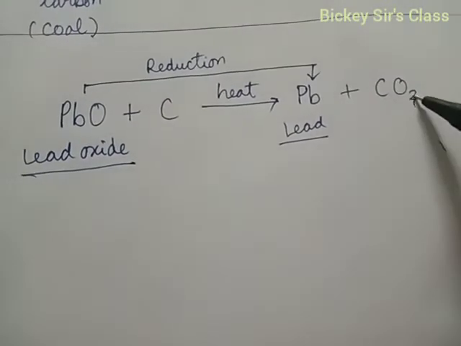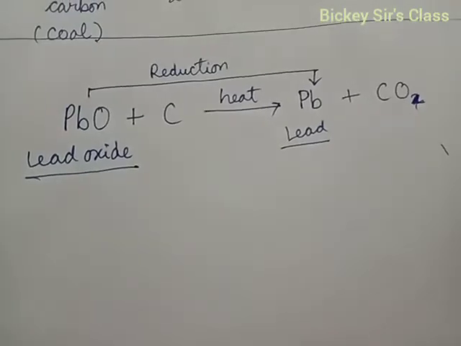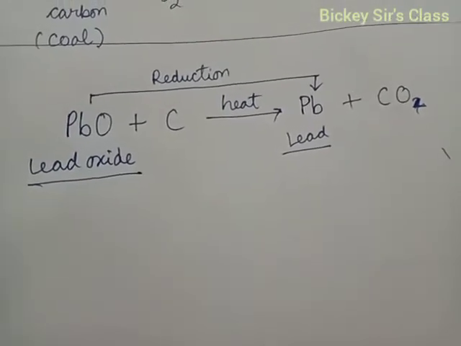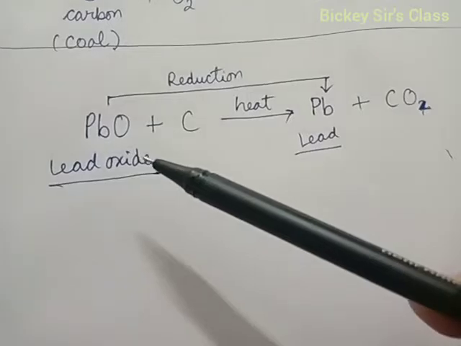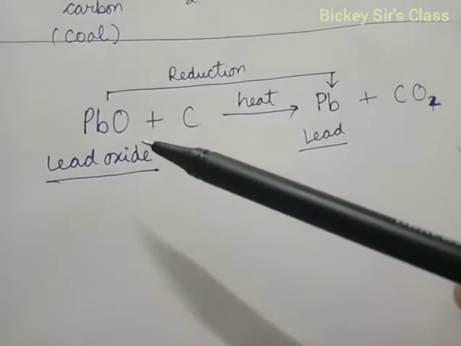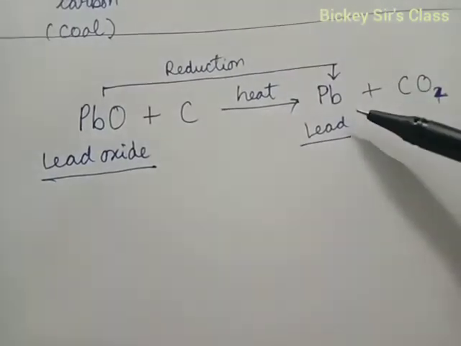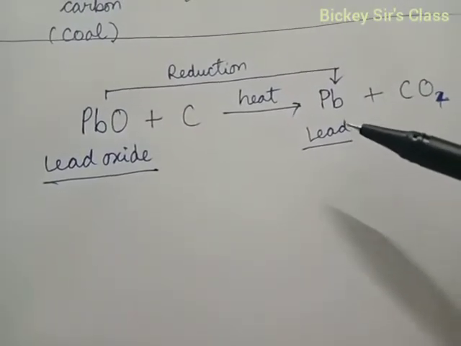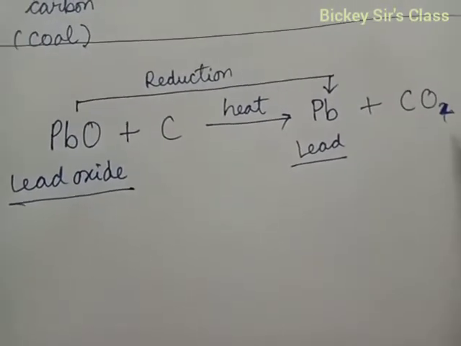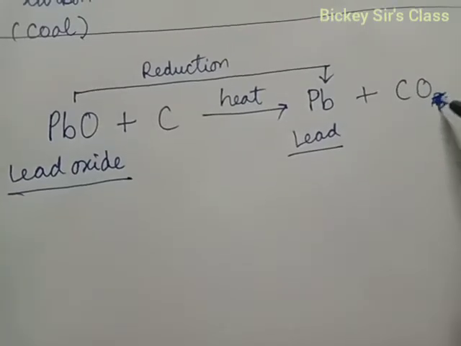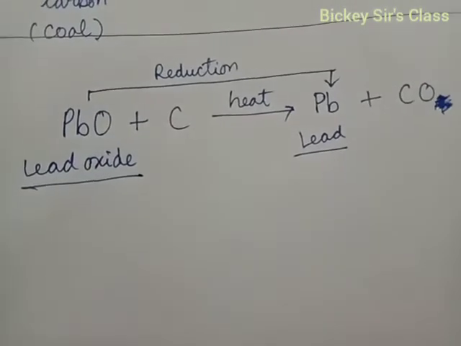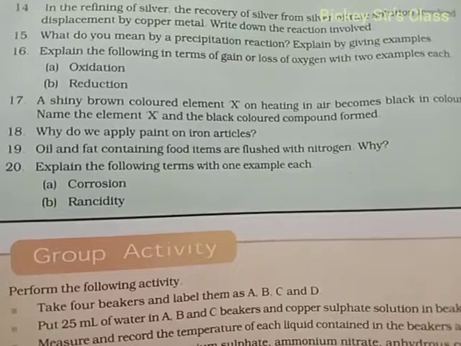Carbon monoxide gas. So in this reaction, the lead oxide is getting reduced to lead, as we can see that the lead oxide is losing the oxygen to form lead. So I hope you have understood this equation. This is carbon monoxide. Question number 17.